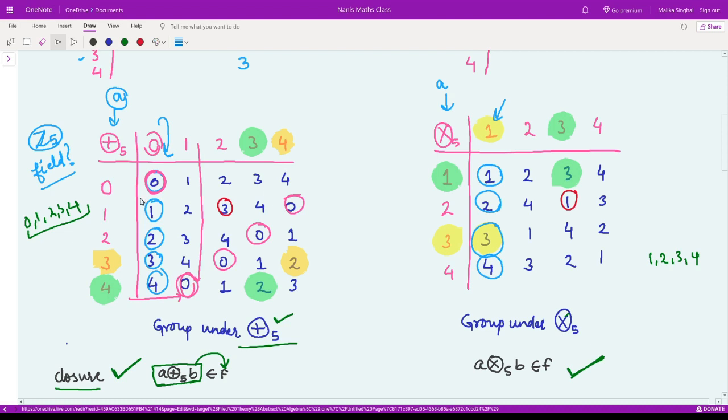So what are the inverses? 0 is the inverse of 0. Then what is the inverse of 1? It is equal to 4. What is the inverse of 2? The inverse of 2 is 3.